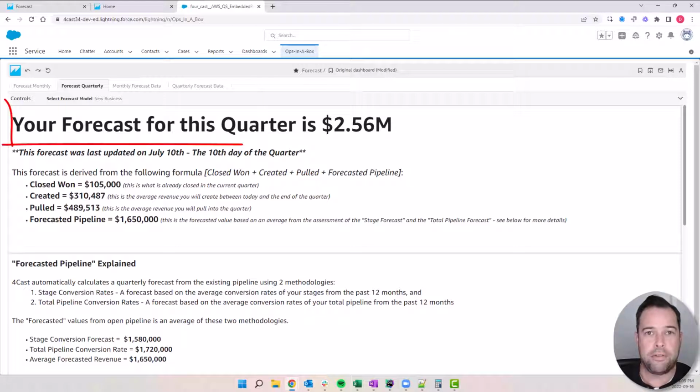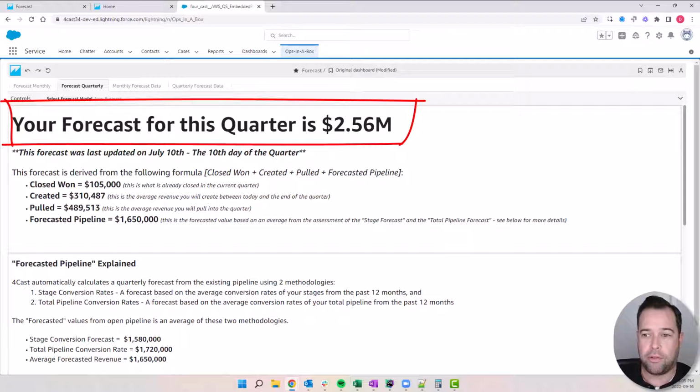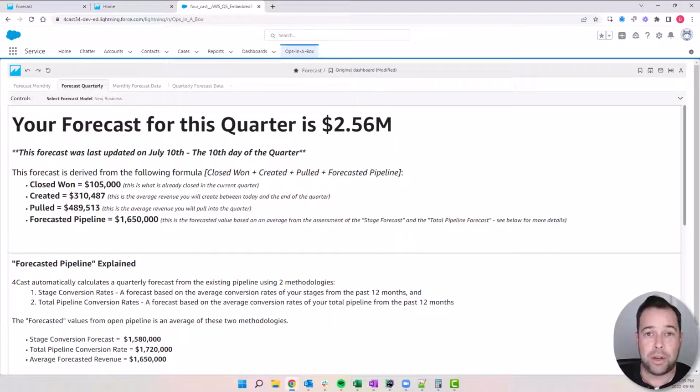is the predictive forecast being generated from Ops in a Box. So you'll see right there, your forecast for this quarter is $2.56 million. Now this number is actually going to be recalculated and updated every single day.